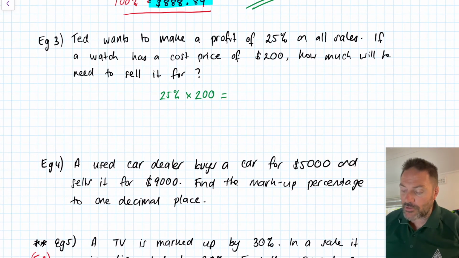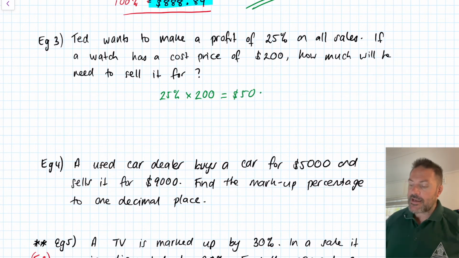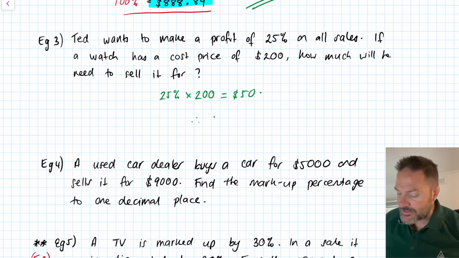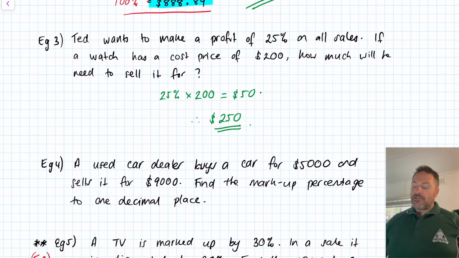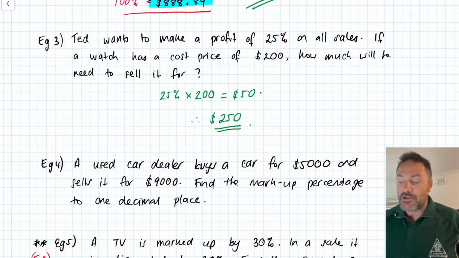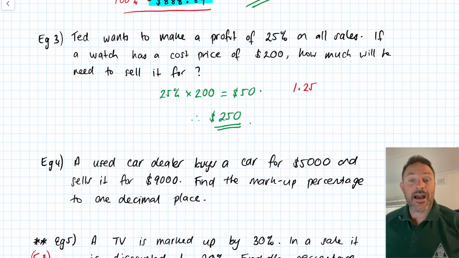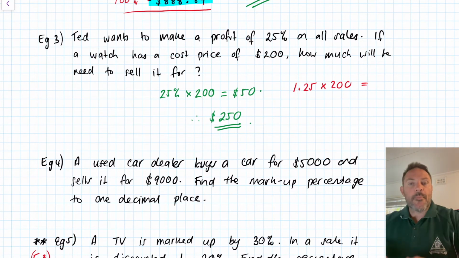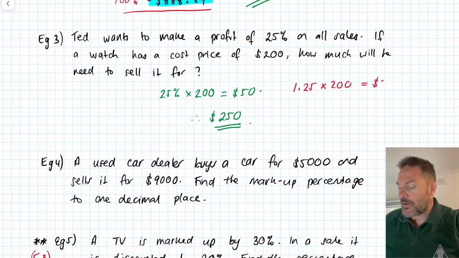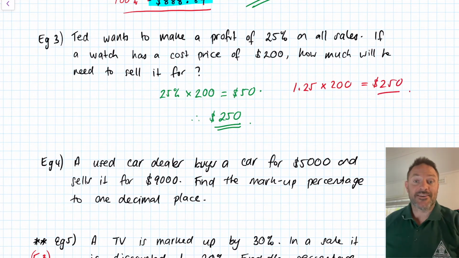Now you can do it on the calculator if you're not sure. Okay, and therefore, if I want to make that as a profit, I want to mark it up by $50, which means my selling price is going to have to be $250. Now, likewise, what you could have done if you're using the sort of instant multiplier, you could have said 1.25 or 125% times it by 200, and that will automatically increase it by 25%, which again would have been $250, and that would have been your answer.